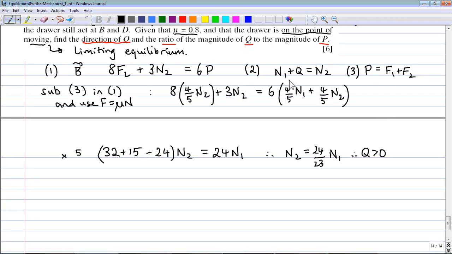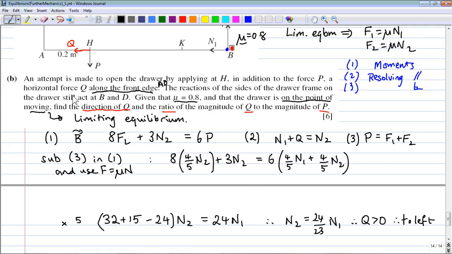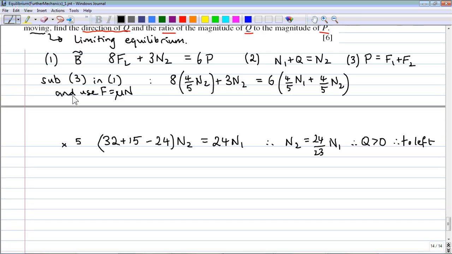if we look at equation 2, N1 plus Q equals N2, well, if N2 is 24 over 23 N1, then it's bigger than N1, so N2 minus N1 is positive, so Q is greater than 0, so Q goes to the left on the diagram. So because I drew Q pointing to the left, if its value is greater than 0, it must be pointing towards A, towards the left side of the diagram.